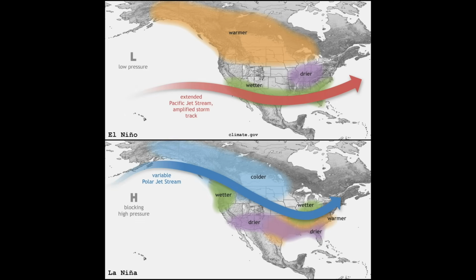So how does all this impact the atmosphere? Well, ENSO tends to modulate the position and amplitude of the jet stream, especially over North America, as you can see on these conceptual models of the atmospheric impacts of El Niño on the top and La Niña on the bottom. Now these graphics show the impacts during the winter, but the same patterns generally hold for spring.